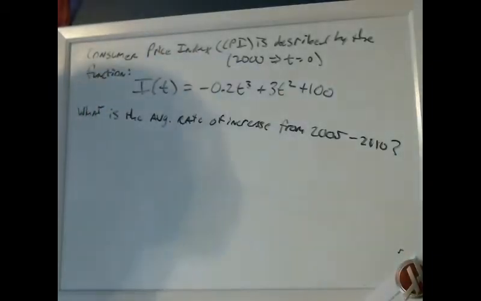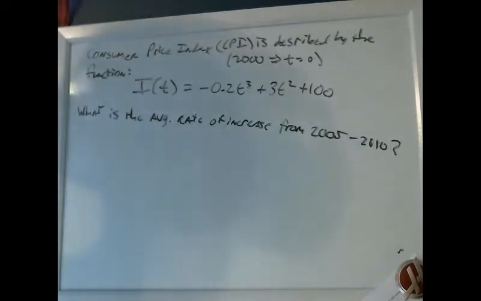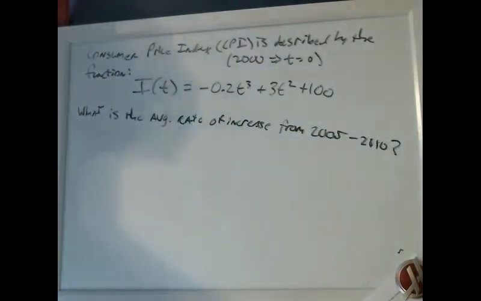When it comes to word problems with derivatives, it's important to understand what they're asking and what a derivative really is. This is a multi-part problem from a book, and it says here the consumer price index is described by the function I of t equals negative 0.2 t cubed plus 3t squared plus 100. So it gives us a function that represents the consumer price index.